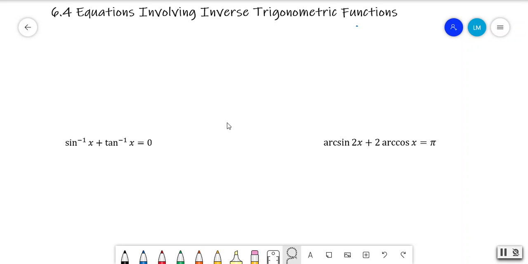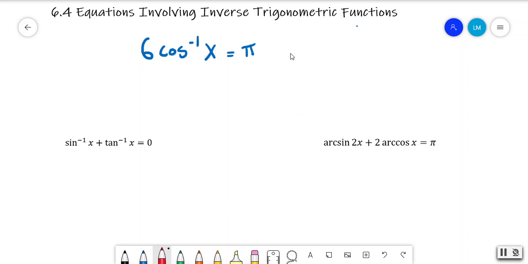Hello, in this video I'm going to talk about equations involving inverse trigonometric functions. By now you've already seen equations that involve circular inverse functions, linear functions, and also quadratic functions. When we say an equation involving an inverse trigonometric function, we could mean something like 6 cosine inverse of x equals, let's say, pi.